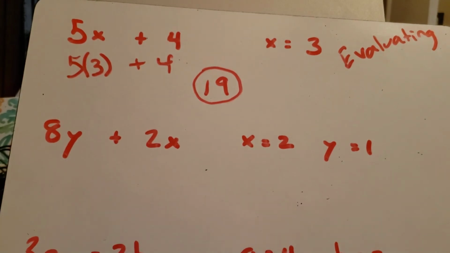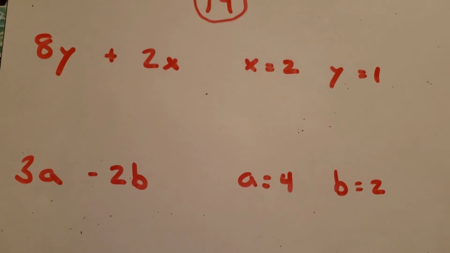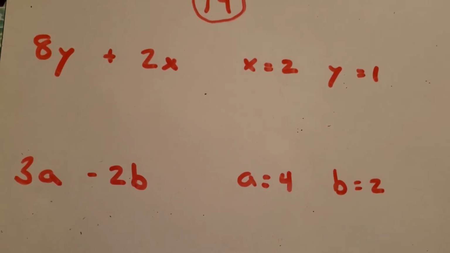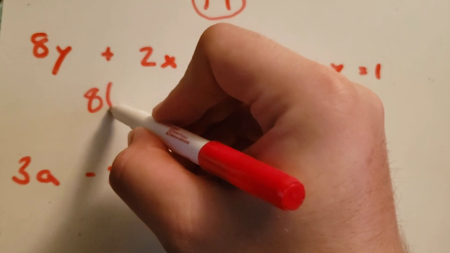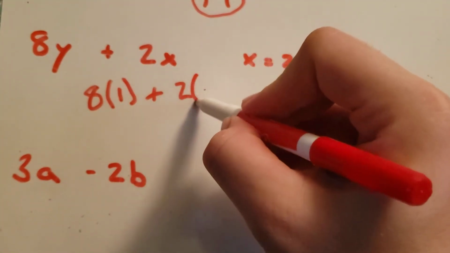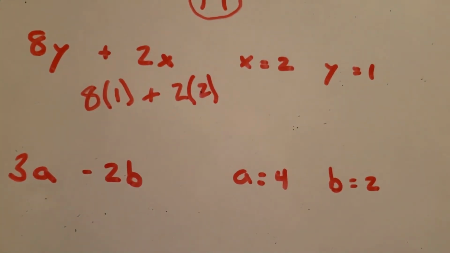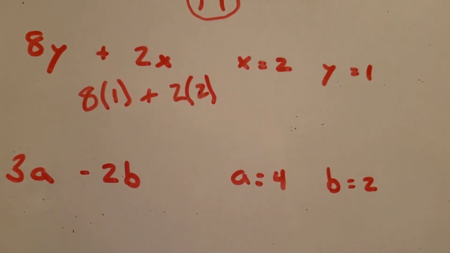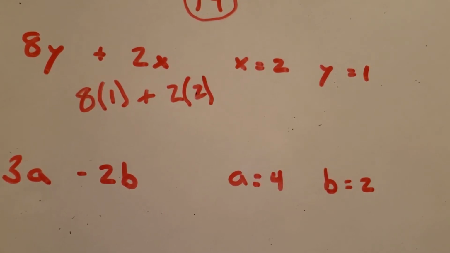Let's do 2 more. We've got 8y plus 2x, and we're going to evaluate with x being 2 and y being 1. So in that case, we'd have 8 times 1 plus 2 times 2. Now, I'm putting these in parentheses, and that's just to keep it orderly so we know what's what and where it's supposed to go.